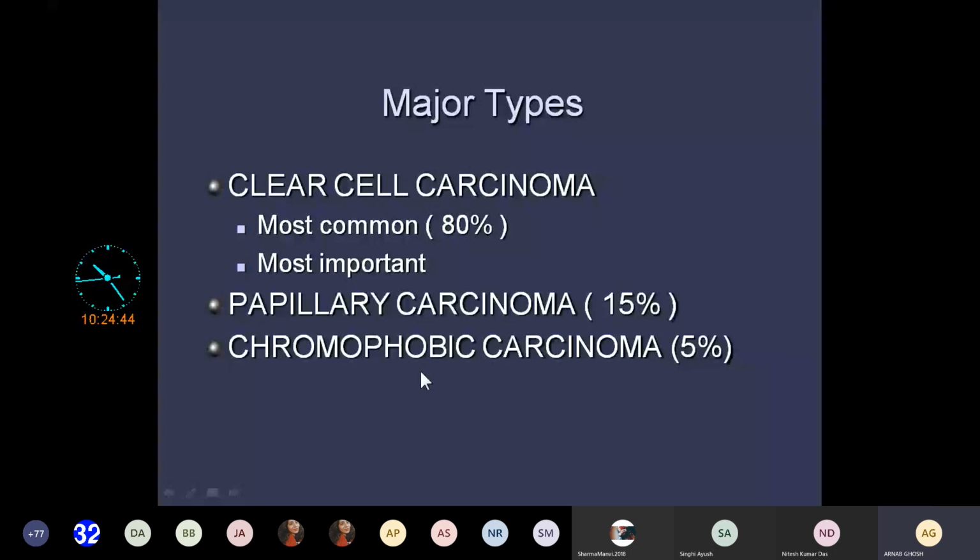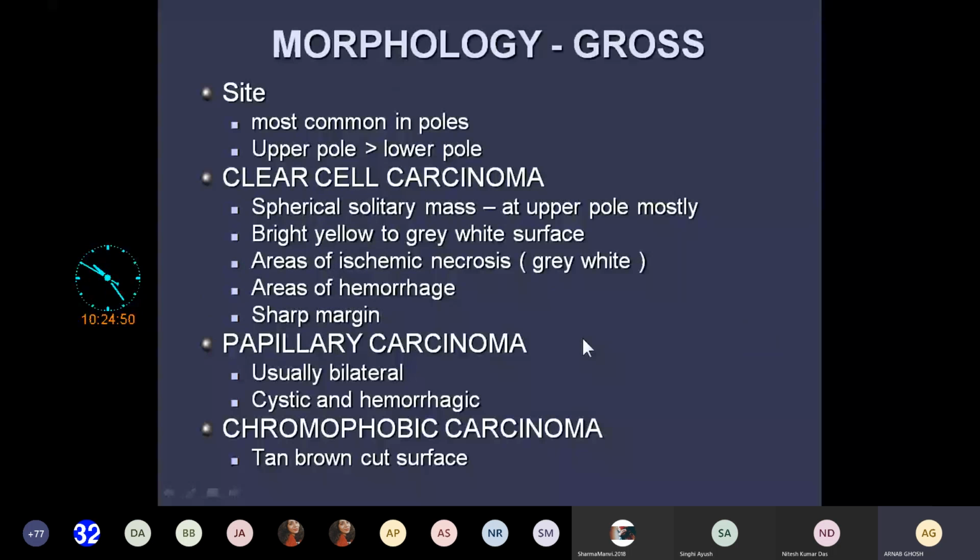So we'll come to gross and microscopy. First thing is, what is the site of renal cell carcinoma? Most common in the poles, and the upper pole is involved more than the lower pole. Earlier, in one medical disease, we have seen that it appears mostly in the pole. Do you remember which one is that? Any of you?